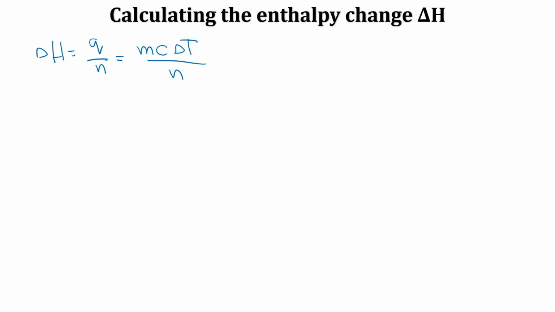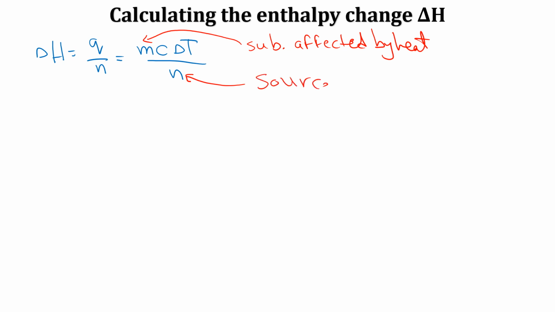It's a bit confusing for some of you. What's the difference between m and n? m is the mass. Mass for what? Mass for the substance affected by heat. We'll speak now about the different substances that could be affected by heat based on the type of reaction. Then we have n, the number of moles. Number of moles for what? For the source of heat.